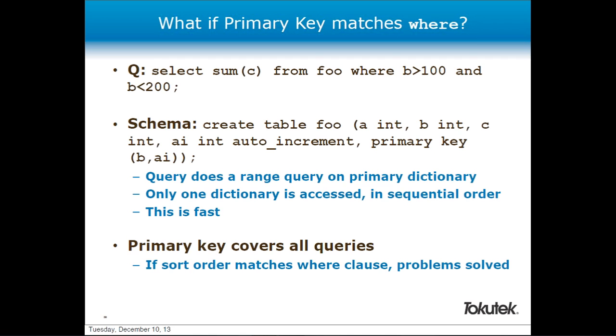An important note here is the primary key covers all queries. So if your sort order matches the where clause, your problems are solved. And this gets to the concept that I'm sure people have heard, that things like InnoDB, TokuDB, and TokuMX, their primary key is a clustering key.